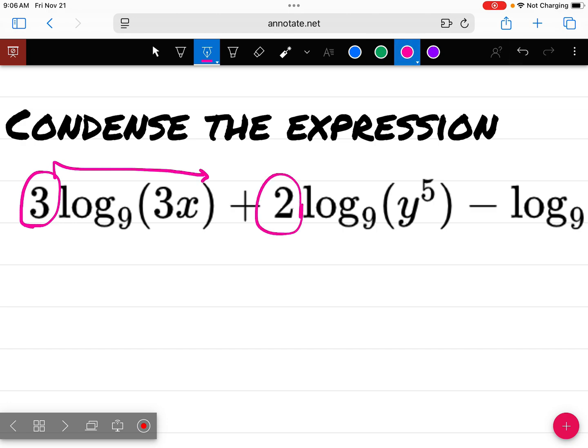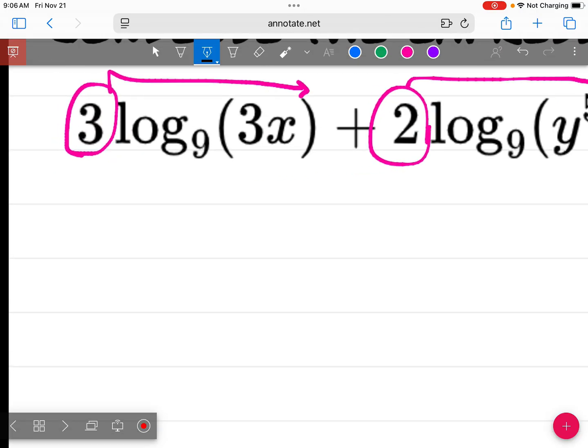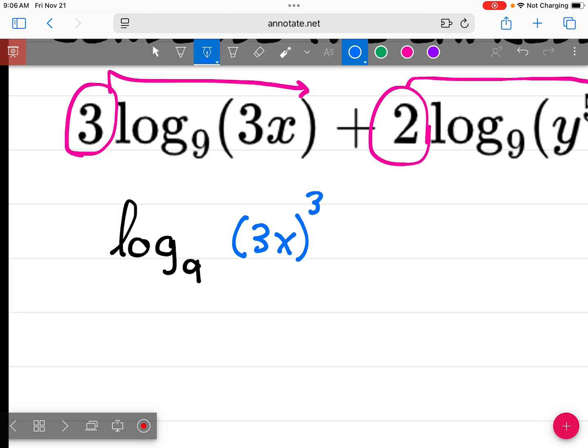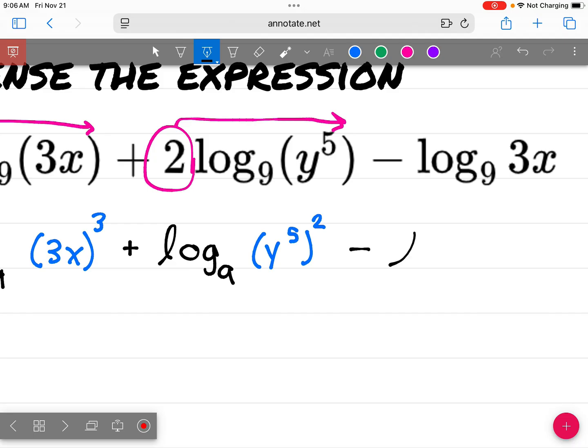Don't know why I changed colors. My 2 as an exponent up over here. So we're going to have our log base 9 of 3x to the third, like this. It's that whole term that's getting that power on it. And then we'll have our log base 9 of y to the 5th, then squared. And this guy didn't change.